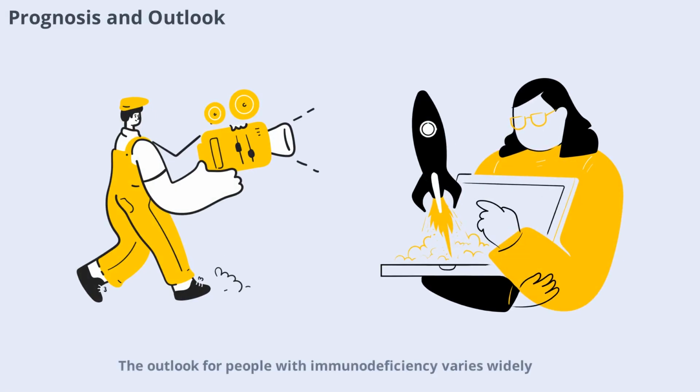The outlook for people with immunodeficiency varies widely. With early diagnosis and proper management, many lead healthy, fulfilling lives. Advances in medicine continue to improve prognosis, especially for severe forms. Ongoing care and support are key to long-term health.